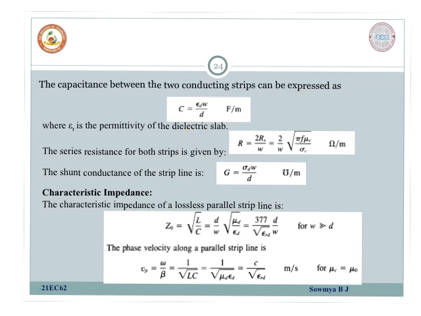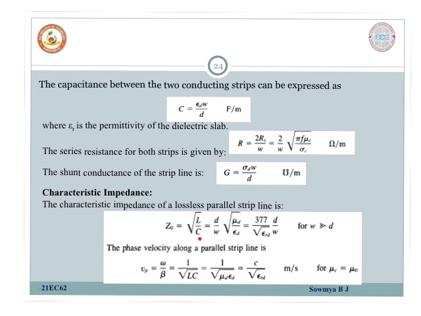Similarly, the series resistance for both the strips is given by R is equal to 2 Rs divided by W, that is equal to 2 by W square root of pi f mu c by sigma c ohms per meter. The shunt conductance of the strip line is given by G is equal to sigma d W by d mho per meter.